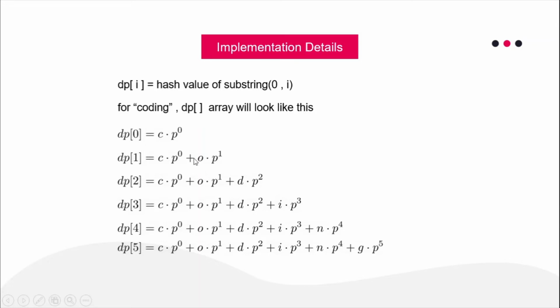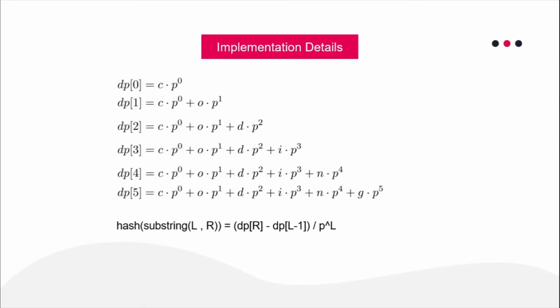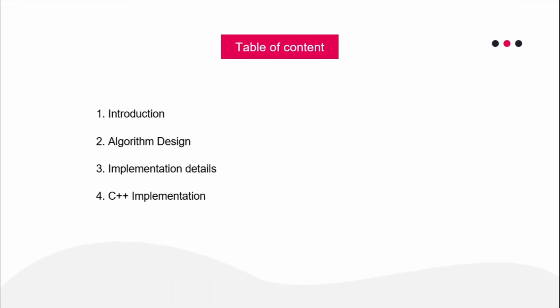See, so for a substring L to R, the hash value is calculated as the contribution divided by p raised to power L, where L is the index of the starting character of the substring. So dp of R minus dp of L minus 1. This is how you'd get the contribution of the substring in the original hash. Now, this applies if L is greater than 0, of course. If L is 0, you don't have to subtract anything, right?